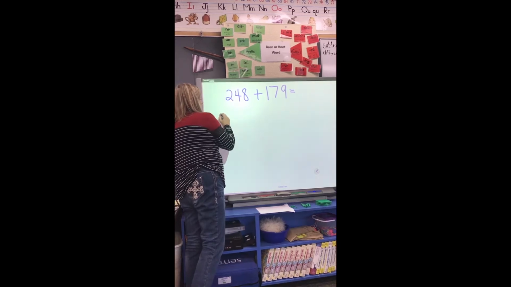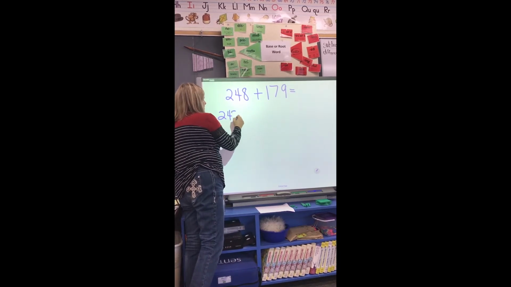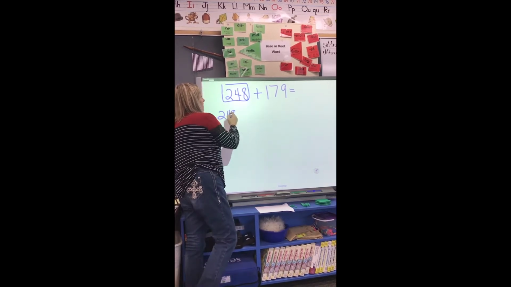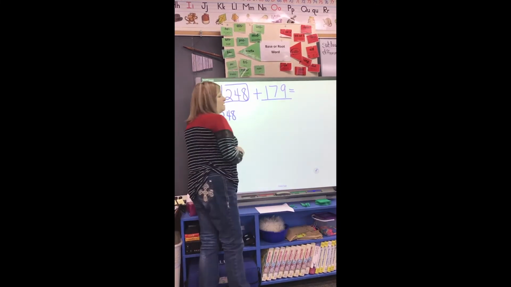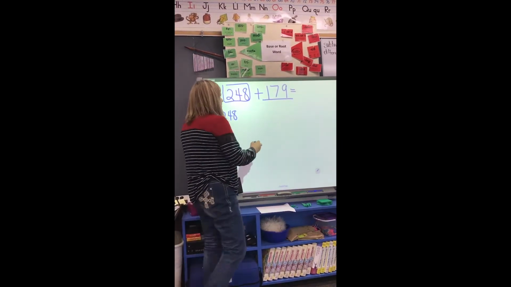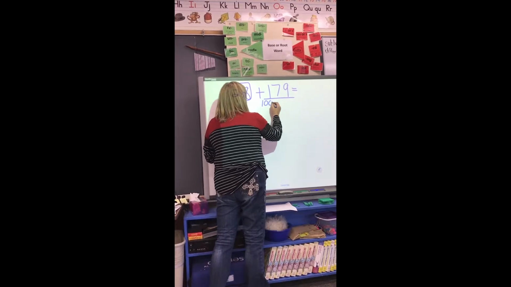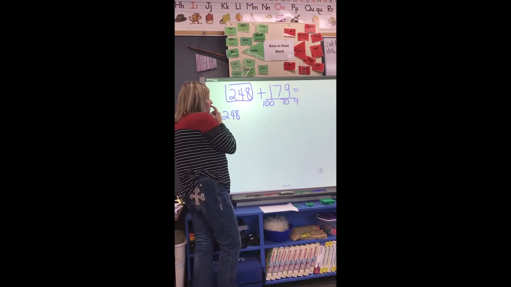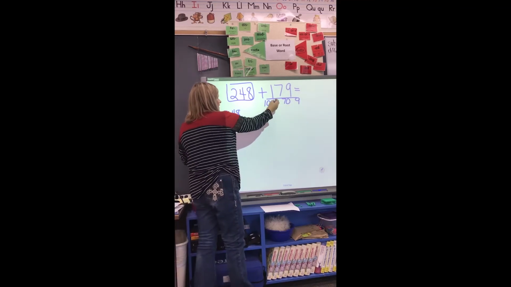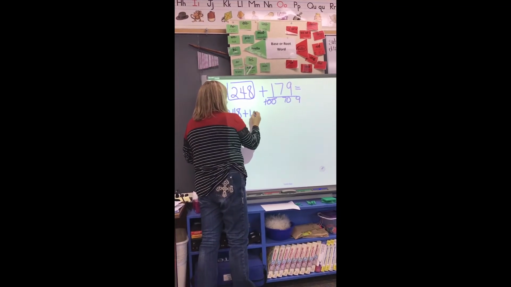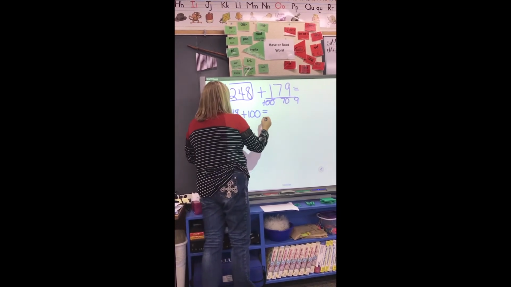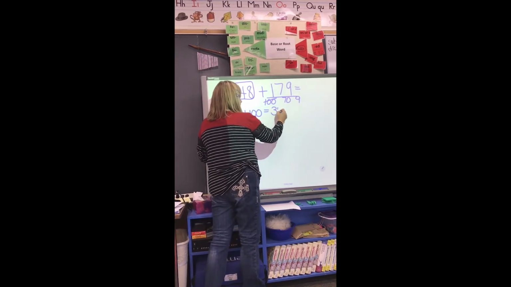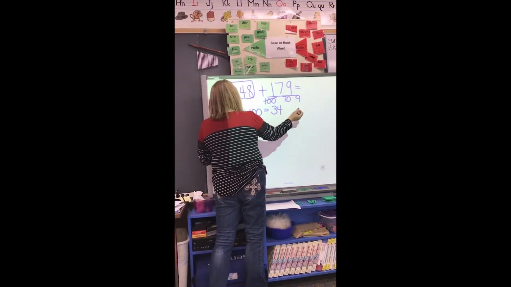I'm going to take 248 and I'm going to keep it together. And this number is the number that I'm going to start to decompose. So I have 100, I have 70, and I have 9. What I want to do first of all is use this 100. And I'm going to get to 348.